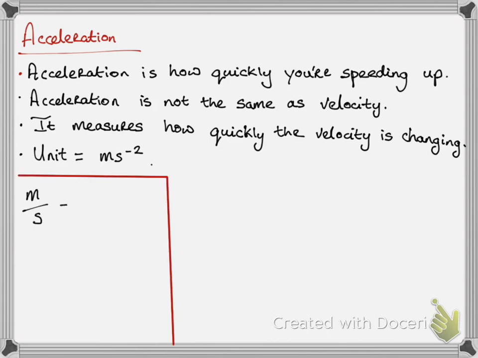If you're wondering where this unit comes from, remember that meters divided by second is equal to meters per second, or meters per second to the -1. Essentially, acceleration is that meters per second divided again by second, so that would be meters per second to the -2.